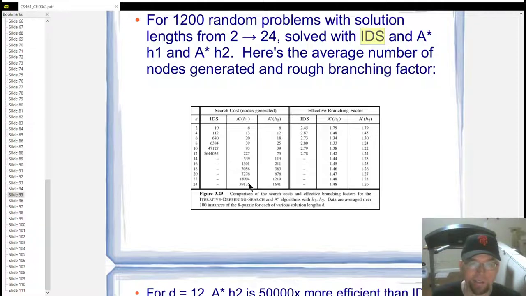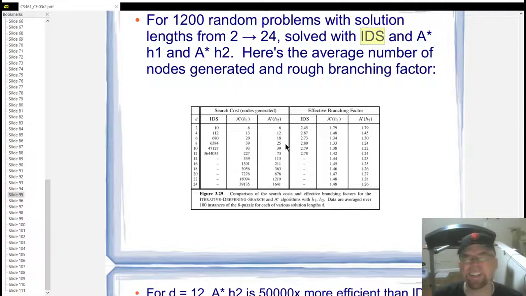Keep going and you'll find your solution on average. I think they just ran it down to depth 24, just to continue to show you how the growth is impacted. So if it had to keep going to a tree depth of 24, that's still a fraction. Look at the iterative deepening search at a depth of 12: it had to generate 3,644,035 nodes. A star with that H1 heuristic, 39,135. Now, A star with the H2 heuristic, just 1,641 nodes.